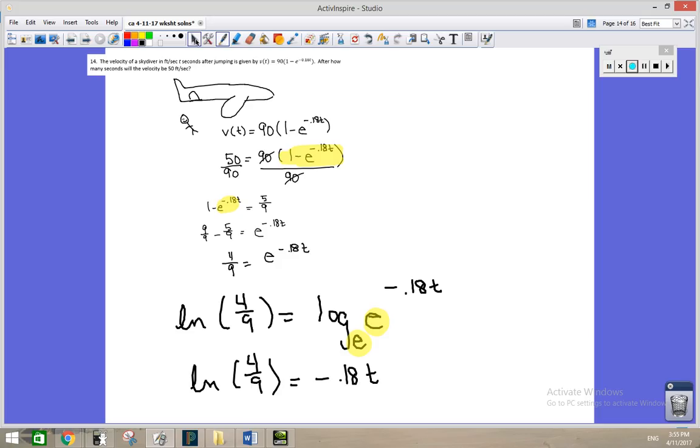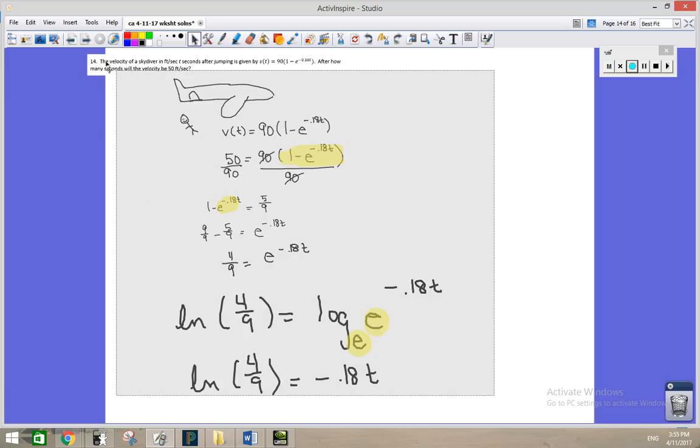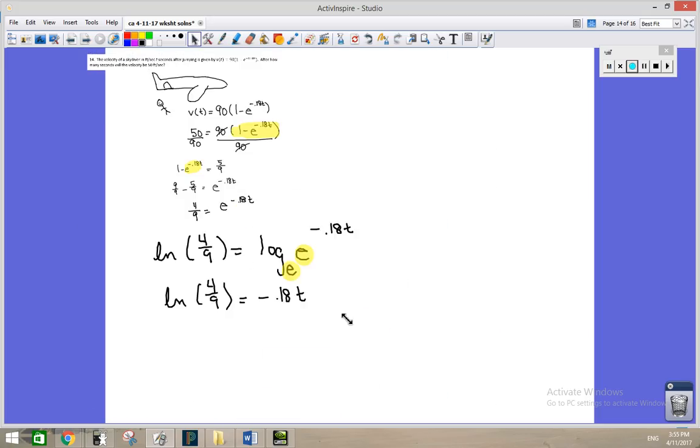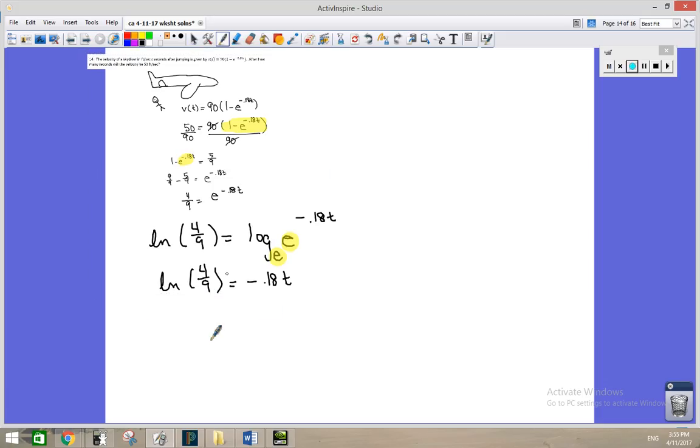So now it's easy to solve for t by dividing by that decimal number. So I claim that I'll take the natural log of 4 divided by 9 divided by negative 0.18. And this will tell me the number of seconds that it takes after I jump out of that plane to reach a velocity of 50 feet per second.